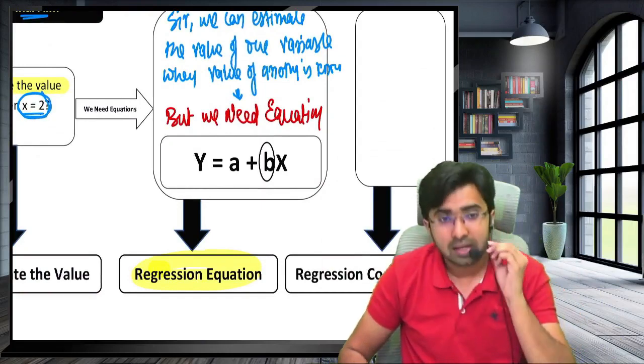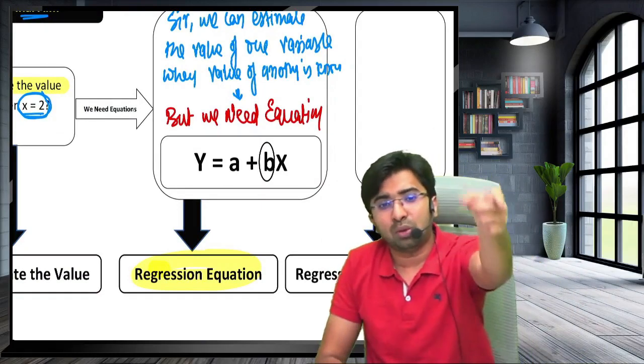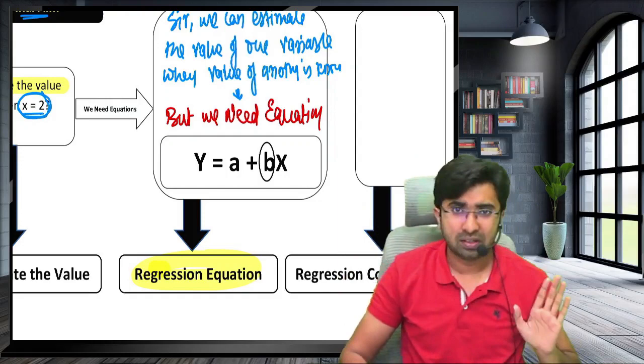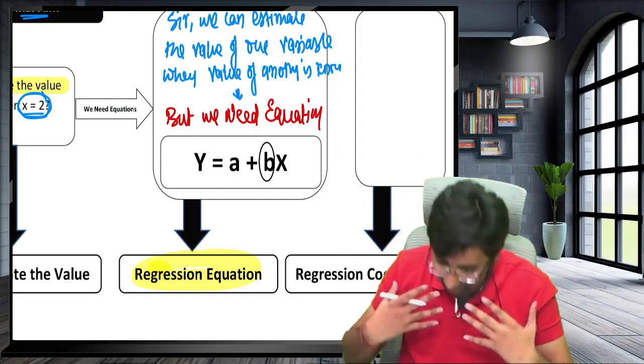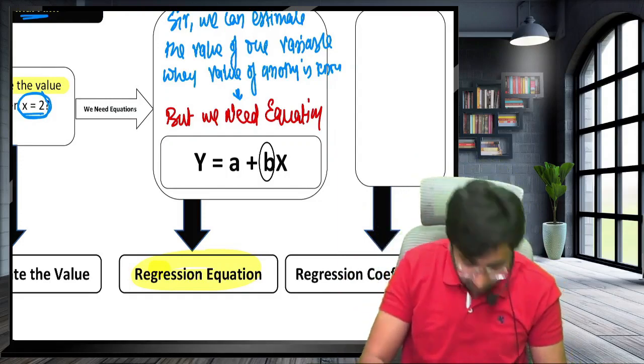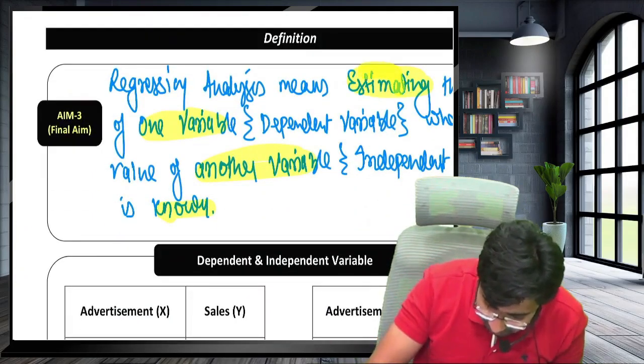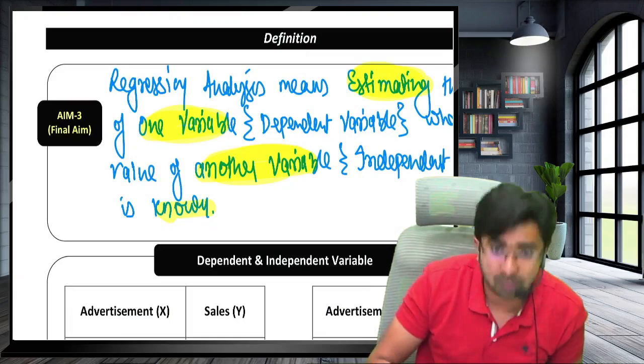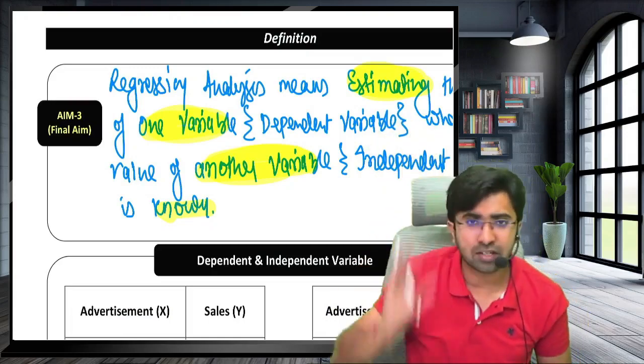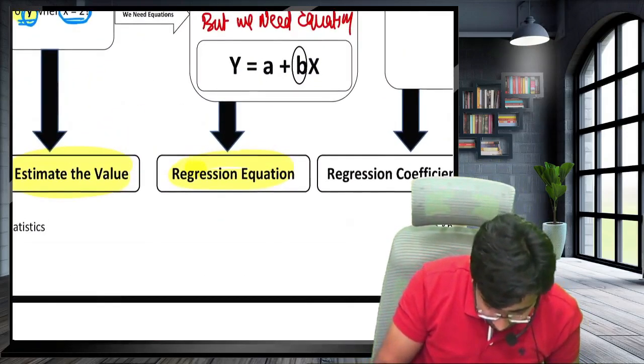My aim in this chapter was not to teach you regression equation. This was my need of the hour, because my final aim is to estimate the value. That is the definition only: estimating the value of one variable when another variable is known. That is my final aim.